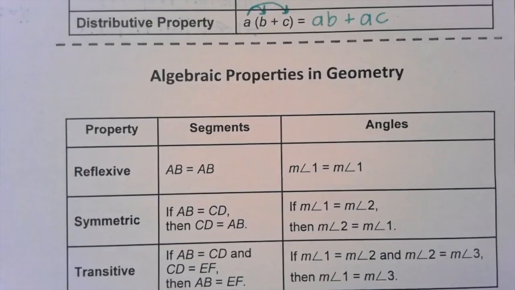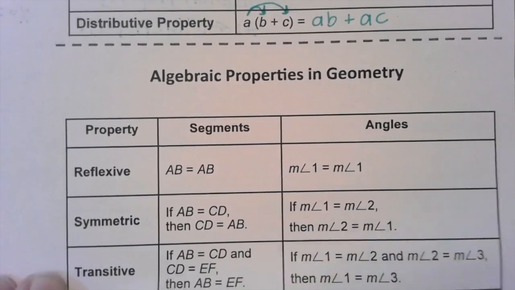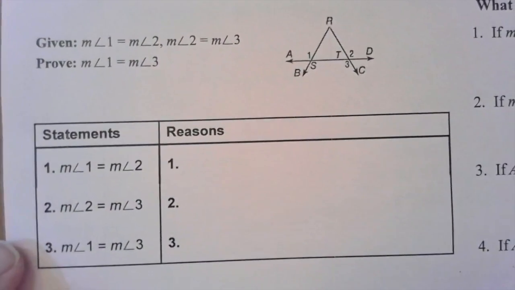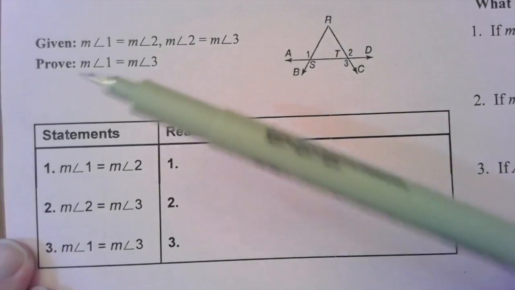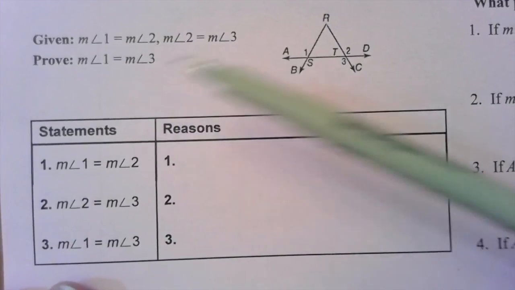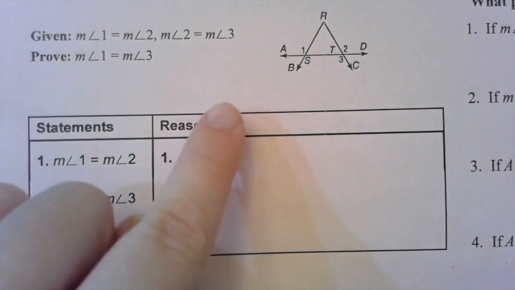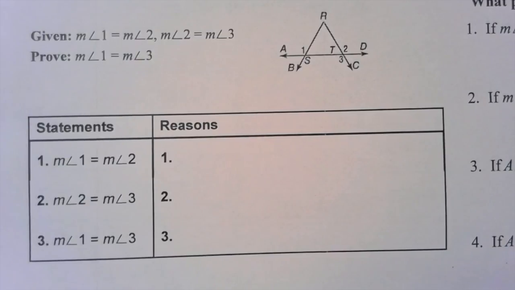Now we're going to use these to do some geometric proofs. Again, we have a given statement and a proof statement, and they also gave us a picture, and we're going to do this in the 2-column proof format. So we've got to have our statements, and then we're going to give our reasons of why those statements are true.